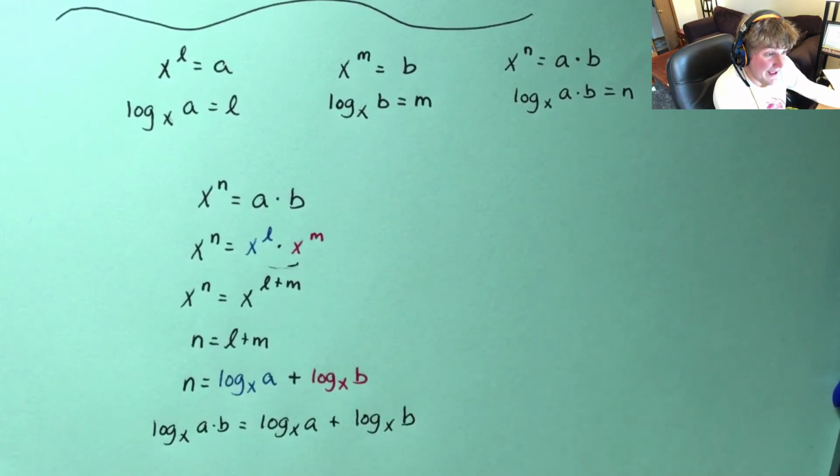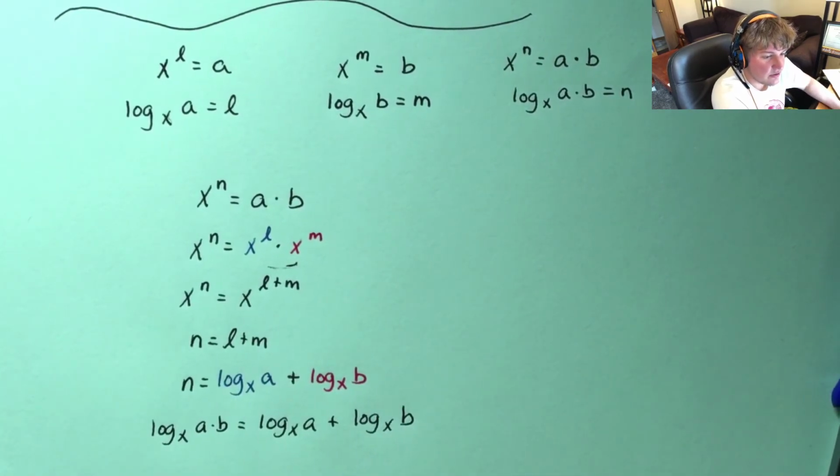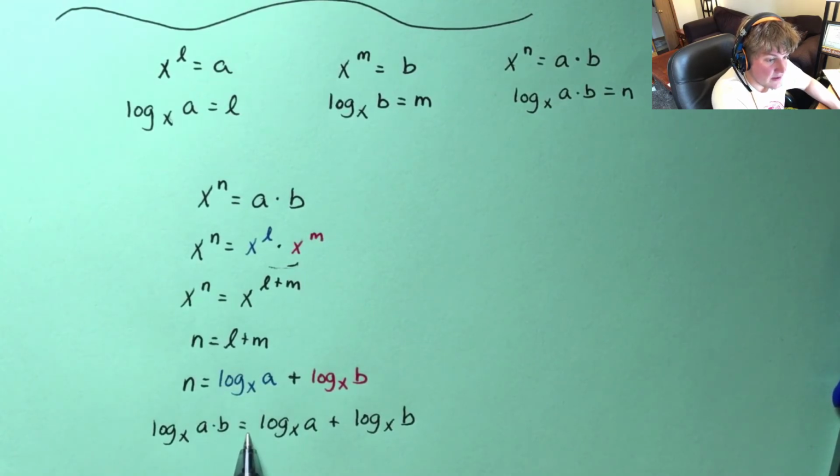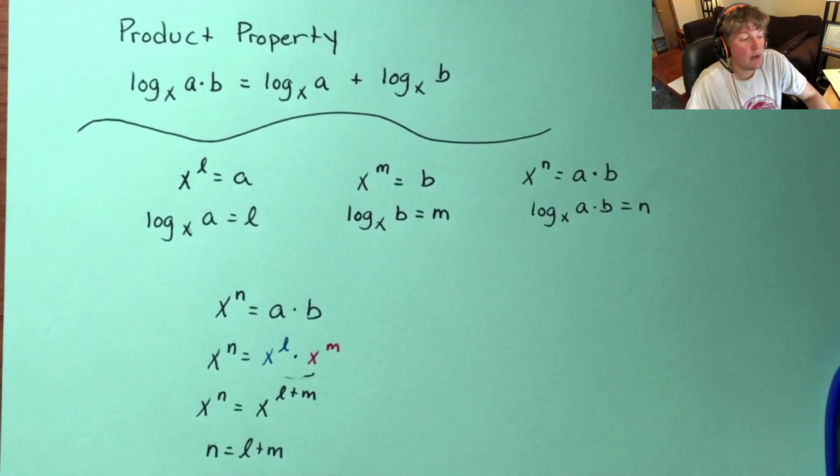And actually, that's the proof. Let's just look at what we did, with a little bit of symbol manipulation here. Log base x of a times b is equal to log base x of a plus log base x of b. And really what this is saying is that if I have two parts multiplied inside the logarithm, I can split it up using addition. And that is our product property proof.